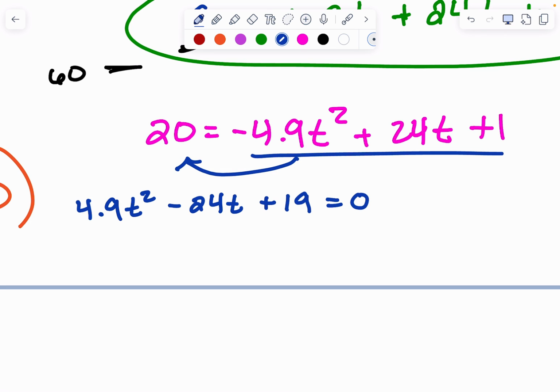Well, plus 19, because I have to subtract the 1 over. Put it in ChatGPT? No, you could, but it's a complex trinomial, and it's got decimals. I'm going to do the quadratic equation.